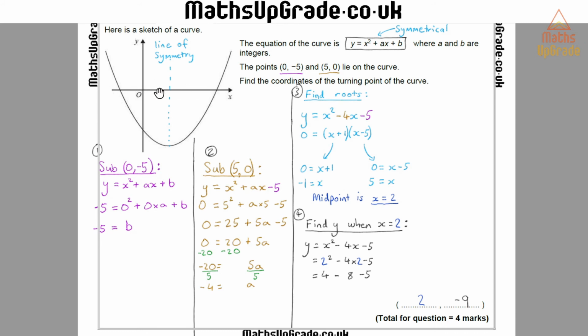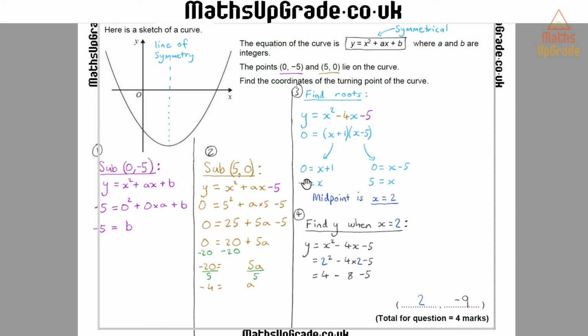If I find the roots, then I can find the midpoint of those roots, and then I can find the value of y, and therefore the turning point. So the roots, if I factorize this, if you're not sure how to factorize quadratics, be sure to check out my video on this channel. So factorizing this, I'll get x equals -1 and x equals 5. So the midpoint, the middle of -1 and 5 is 2.